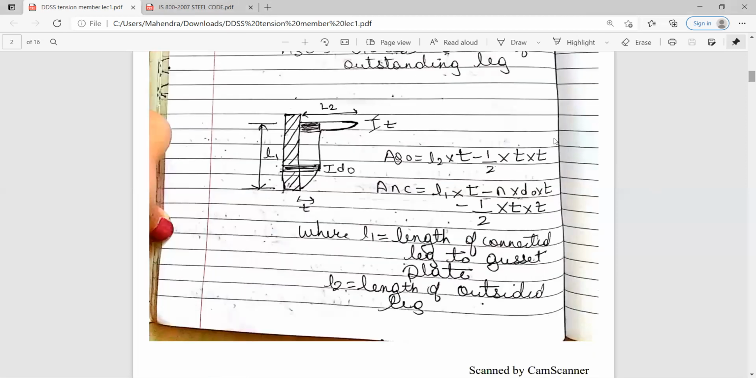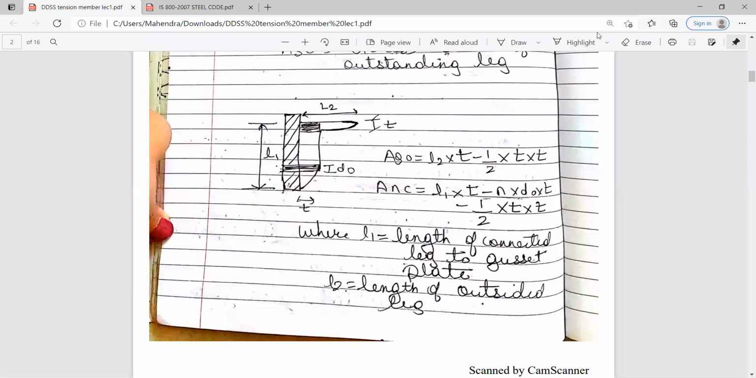Now the formula for AGO is L2 into T minus half T square. What is L2 over here? L2 is nothing but the length of the outstanding leg. The length from here to here, the length of the outstanding leg of the angle, that is your L2. And L1 is the length of the connected leg to the gusset plate. The total length of the gusset plate that is connected with this angle, that is your L1.